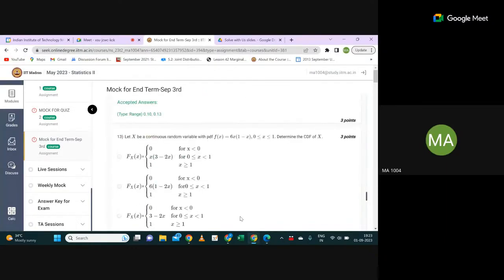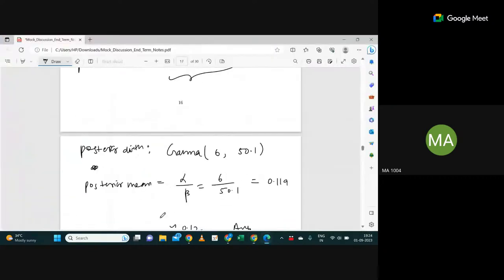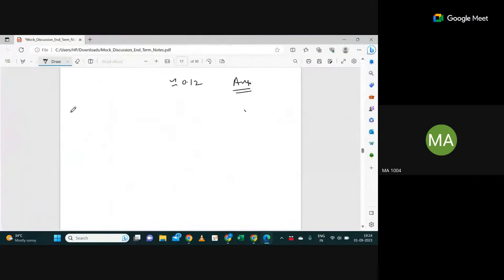So next question is, x is a continuous random variable given to us with PDF 6x(1 minus x). We have to determine the CDF of x. I think it's a simple calculation, right? Question number 13. The range is 0 to 1. If I'm talking about x less than 0, it would be 0, correct?